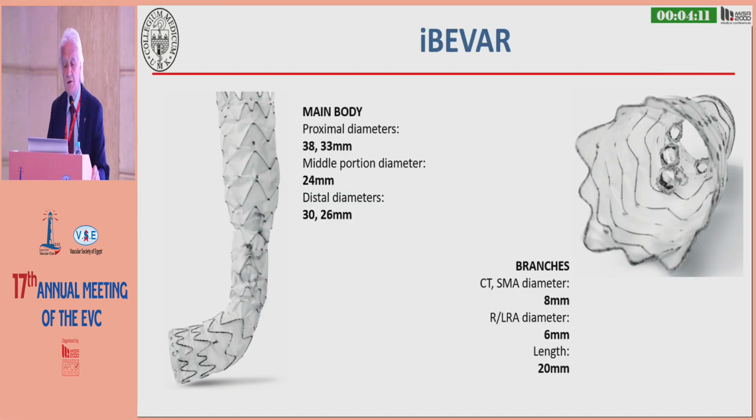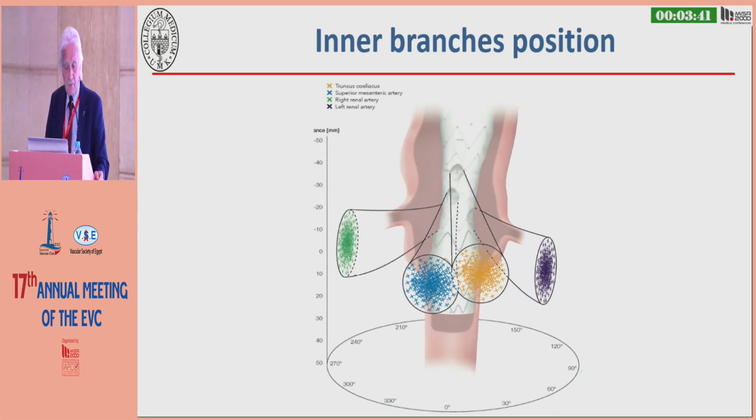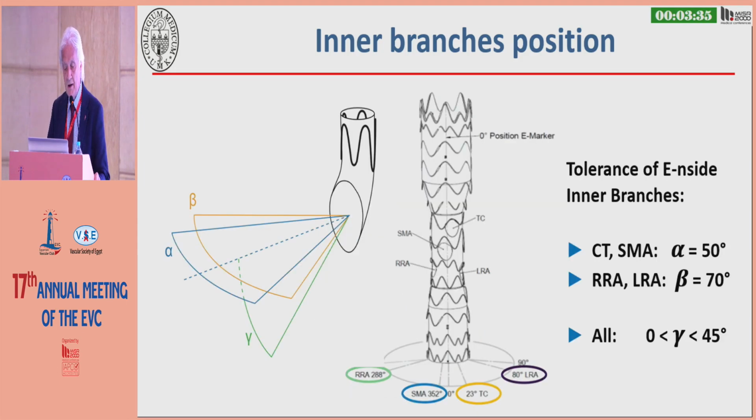There are 2 sizes. The middle portion diameter is 24 millimeters, and it's very stiff, in fact. But the main body can be 38, 33 millimeters, and the distal diameter of that is 30 to 26 millimeters. What we see here, these are the branches. CT and SMA is 8 millimeters, left and right renal is 6 millimeters, but the length for all of them is 20 millimeters.